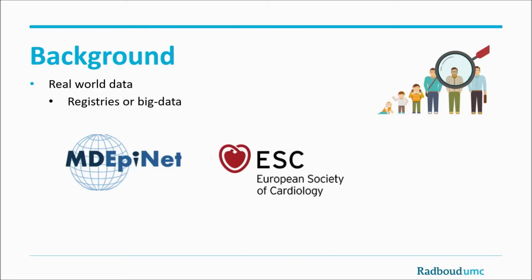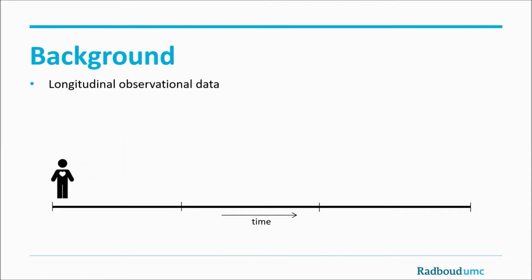Our study is entitled How to Use and Analyze Longitudinal Observational Data to Study the Effectiveness of an Intervention. Registries or big data are a very good source of real-world data, and especially in surgery, when randomized controlled trials can be difficult to perform. Common examples are the MD-APNet, as just been discussed. And these types of data are longitudinal observational data, in which a patient is included into the registry and is followed over time.